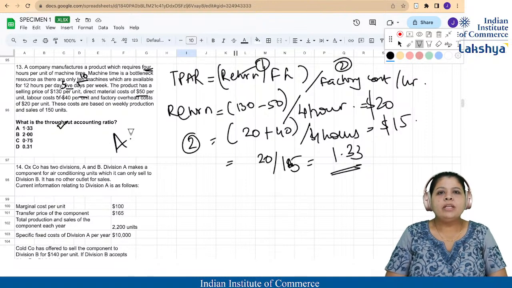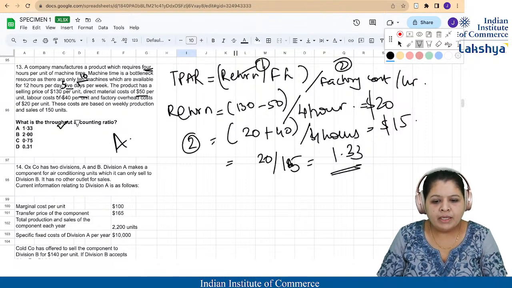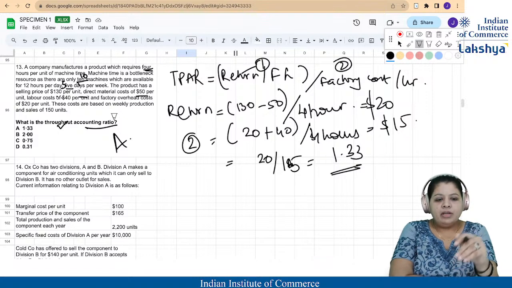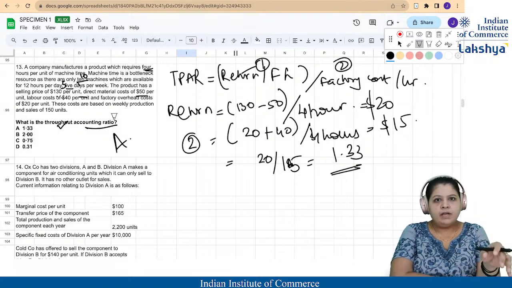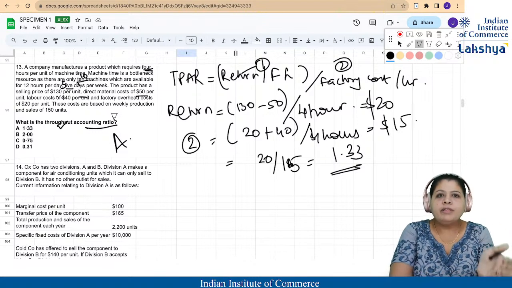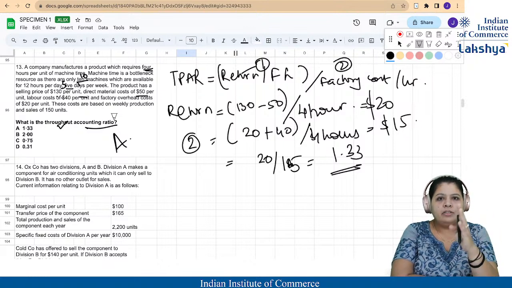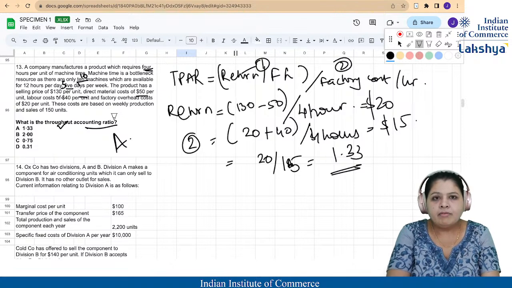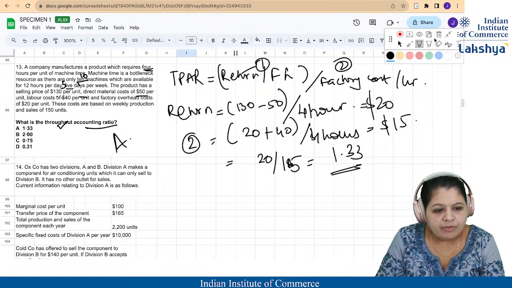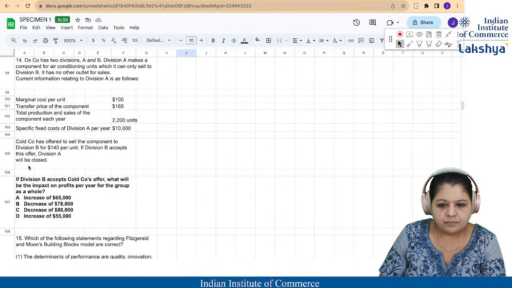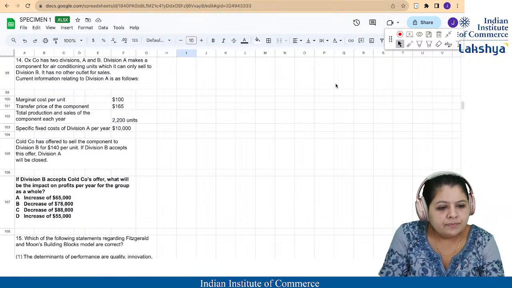What happens is you need to know the TPAR formula to do this correctly. You have return per factory hour and you have your factory cost per hour. Return per factory hour is your selling price minus your direct material. Factory cost is labor plus your overhead cost. Both of them would be divided by the bottleneck, which is 4 hours in this case. And then you find your value with return divided by factory cost, right? Only the formula is required. If you know the formula correctly, this question wouldn't be a problem for you. Let's look at the next question.